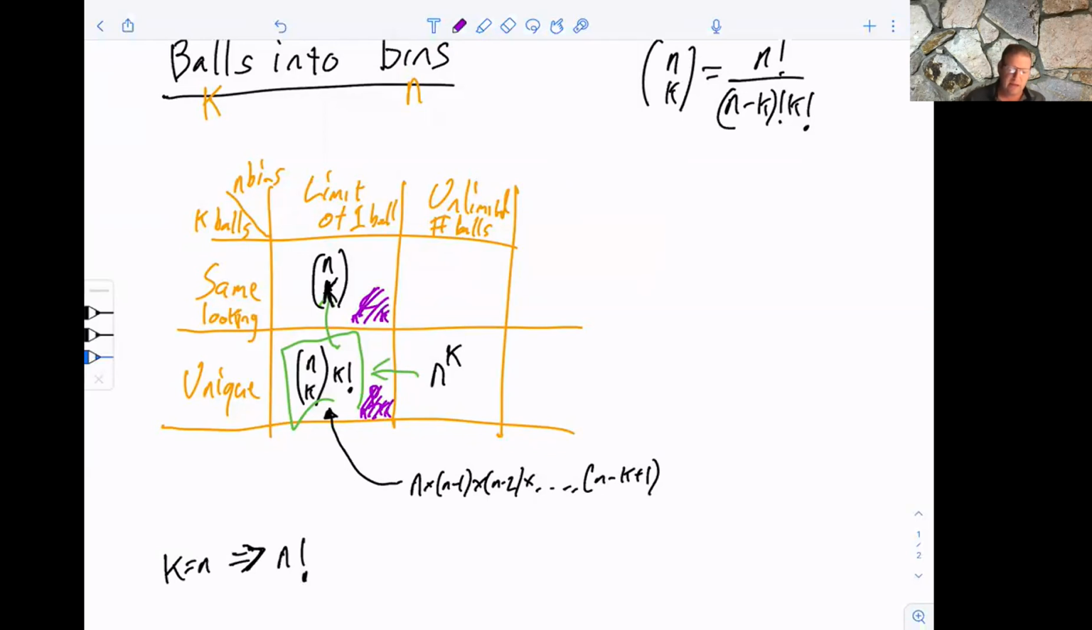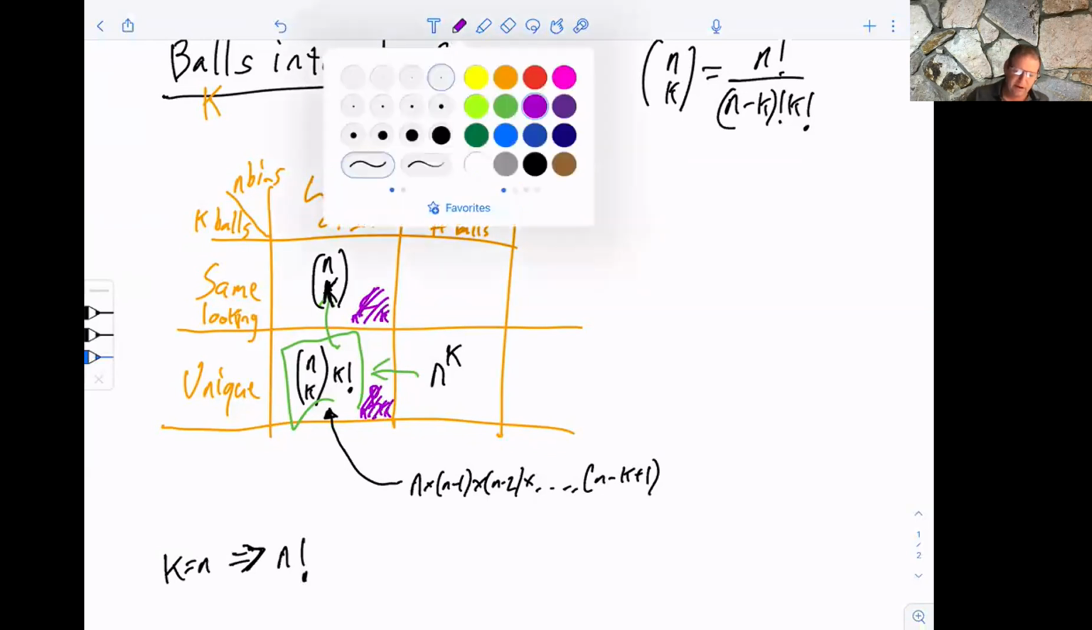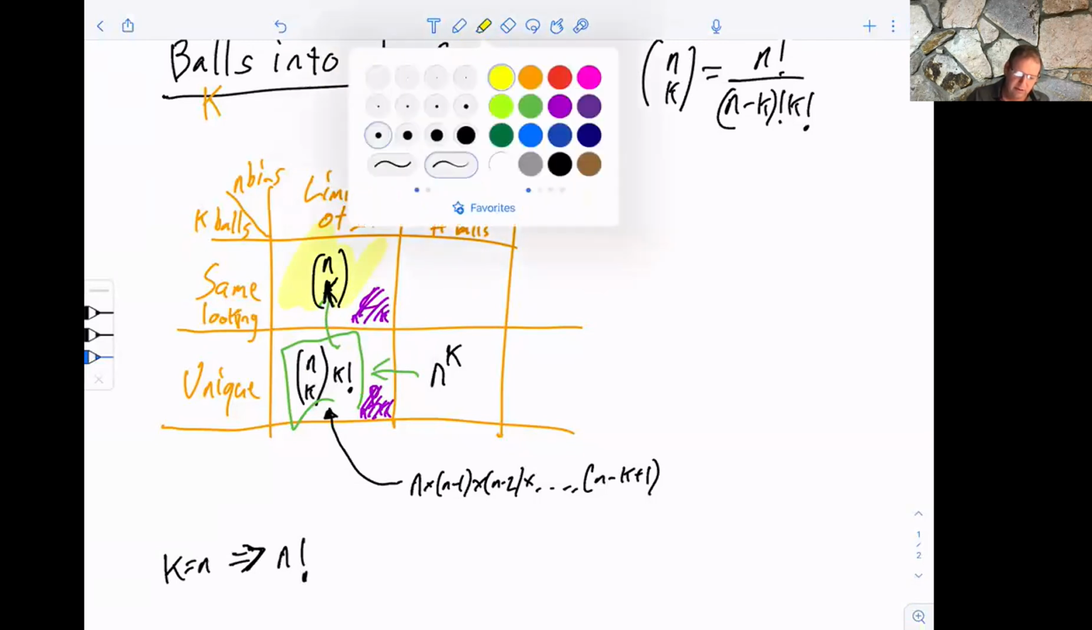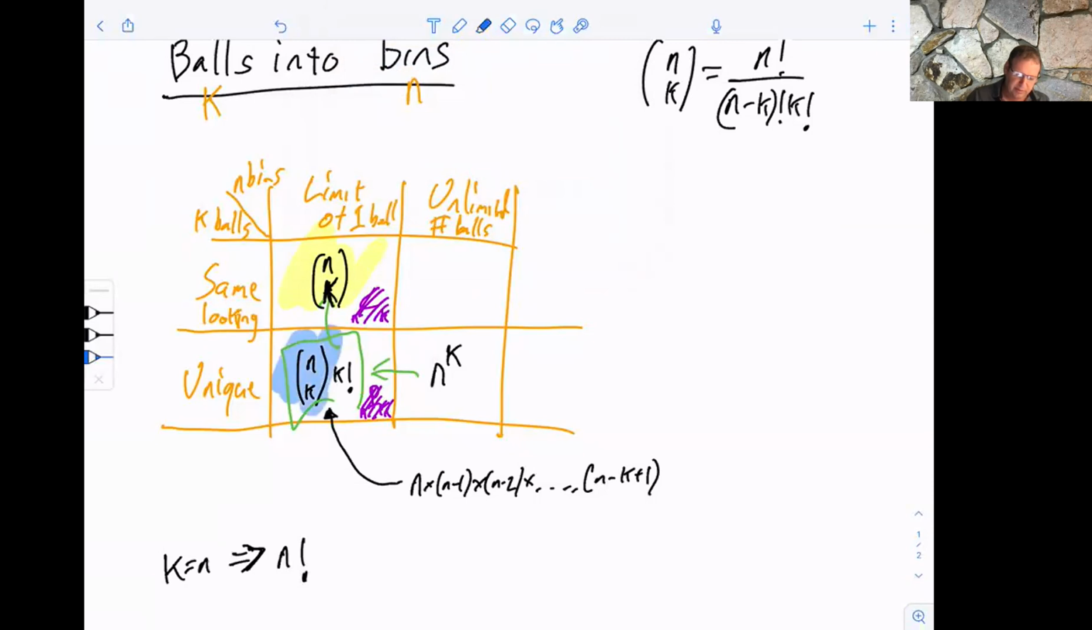Which one is bigger for any fixed n and k? The yellow, the top one, or the blue one? Which one is a bigger number? The yellow? No, not the yellow, the blue, right? Because then the balls are unique. So for every setting above, you have k settings below because you have a permutation of the k balls.